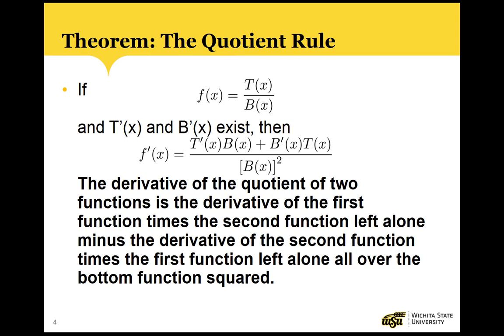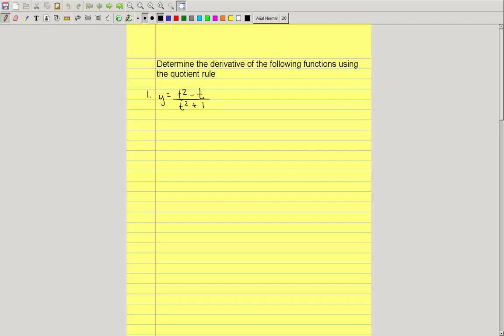Read aloud, this statement is very similar to how we said the product rule aloud. And you need to get used to saying both rules, so go ahead and repeat it one more time. The derivative of the quotient of two functions is the derivative of the first function times the second function left alone minus the derivative of the second function times the first function left alone, all over the denominator squared. Let's look at some examples to practice using the quotient rule.